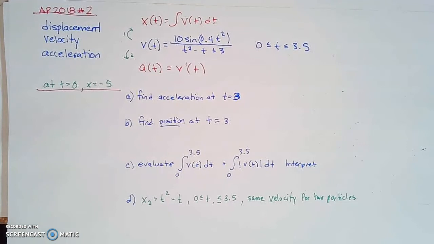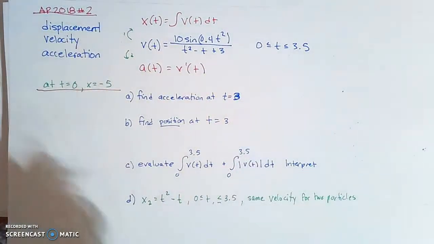That's going to come into play if they ask me position. Because displacement is how far you've walked. Position is where you are compared to where you started from. It'll probably come up in the problem at some point. Okay, so I'm going to look at part A. Part A says find the acceleration of the particle at time t equals 3.